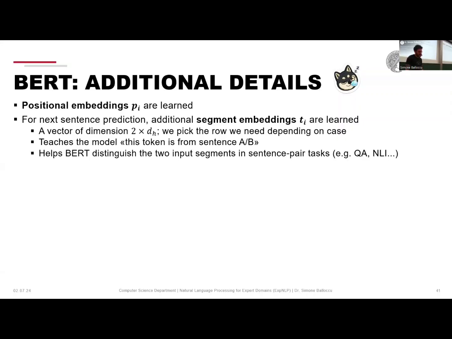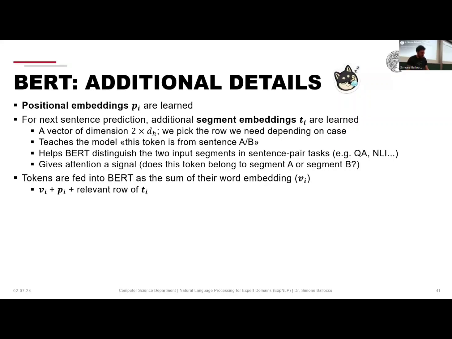So it helps BERT to distinguish two inputs, and it's shown to help in tasks like question answering, natural language inference, tasks when you have two sentences. And it also gives attention a signal, like does this token belong to sentence A or sentence B? The tokens are basically fed into BERT as a sum of the word vector, the positional embedding, and the relevant row of the segment embedding. So this triple sum, and then we keep encoding them. Another thing, the loss is a sum of two cross entropy losses. Since you're training on two tasks, you just sum them and try to optimize them.